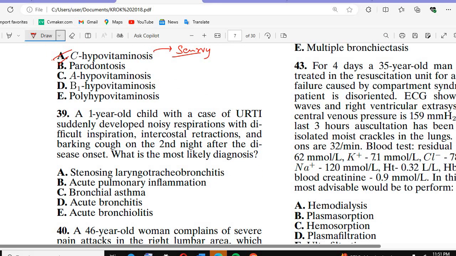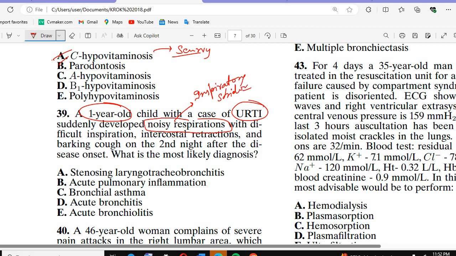In a 1 year old child with a case of URTI, always think in favor of croup or stenosing laryngotracheitis. But then read the question: suddenly develops noisy respiration. Noisy respiration means stridor is there. In this patient we will see stridor. Sometimes they can give inspiratory stridor also.